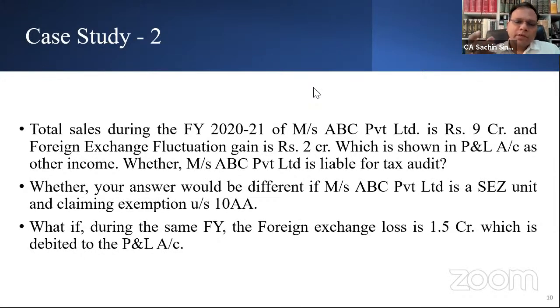Now, if I change this question, what if during the financial year the foreign exchange loss is 1.5 crore, which is debited in the profit and loss account? So the presentation is 9 crore is turnover, 2 crore is the exchange fluctuation credit, and 1.5 crore is the debit. Then in that case, whether it is auditable or not.